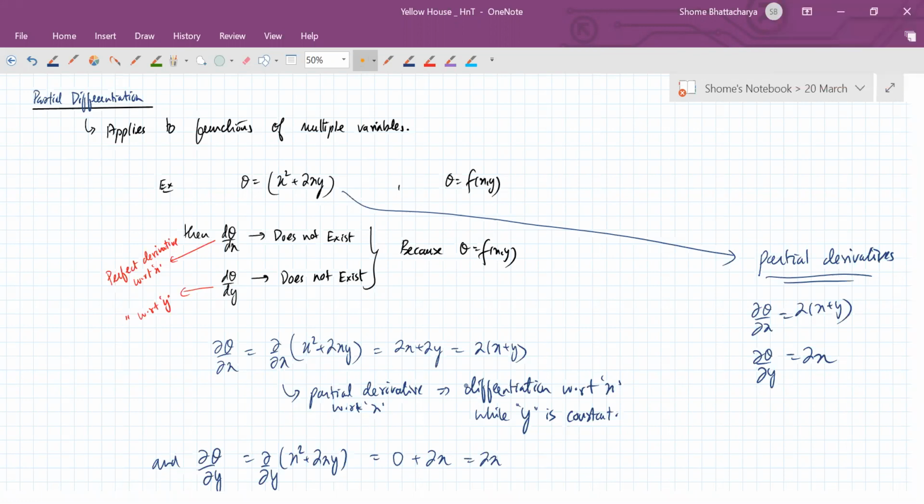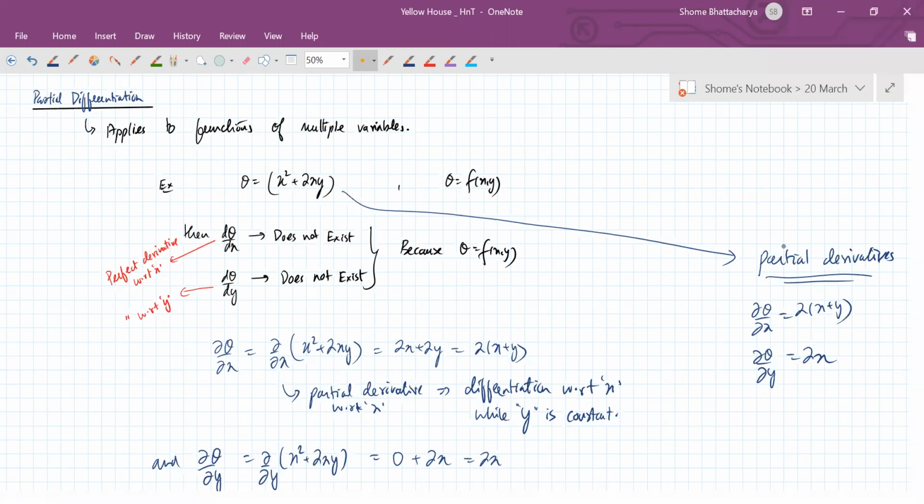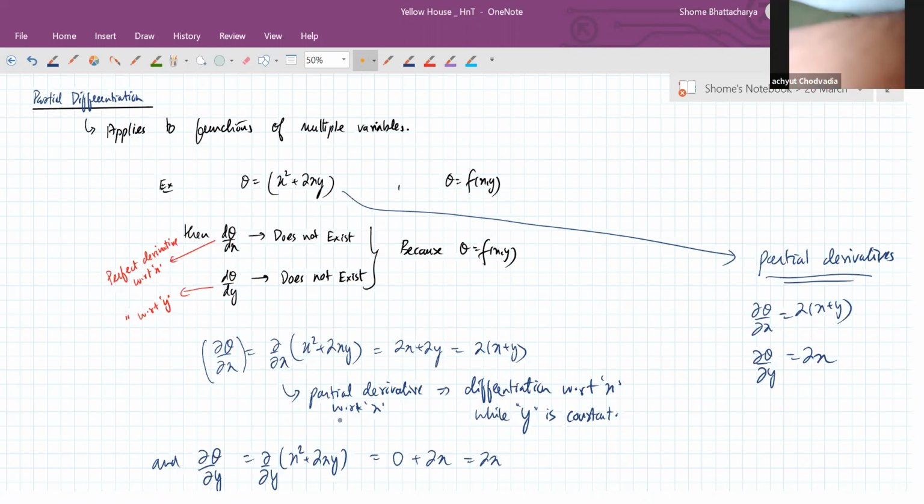Sir, can you explain it again? Yes, Beta, what was the question? Can you explain this again, the last part? So see, when I'm writing the operation del theta by del x, that means I'm doing partial differentiation, or finding the partial derivative of the function with respect to x. That means I have to differentiate the given function with respect to x as if any other variable present in the function is a constant. In this case, there is only one more variable, which is y. But I have to differentiate with respect to x as if y is a constant. Understood?